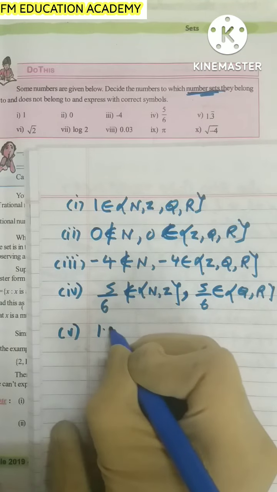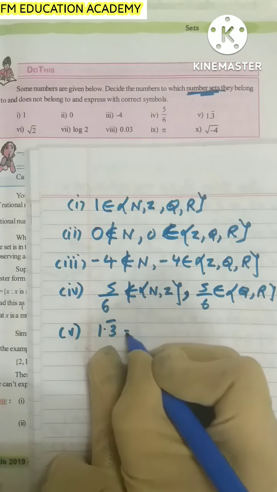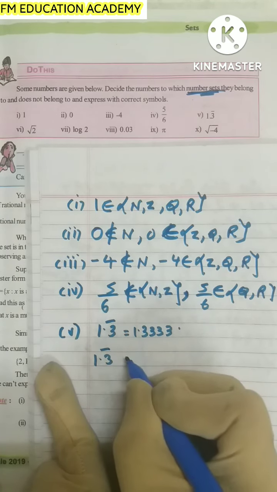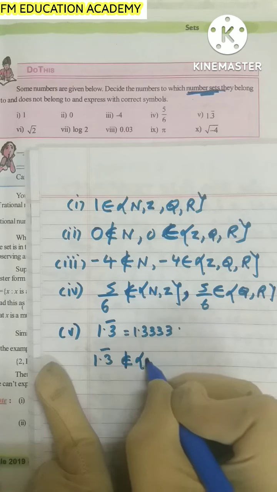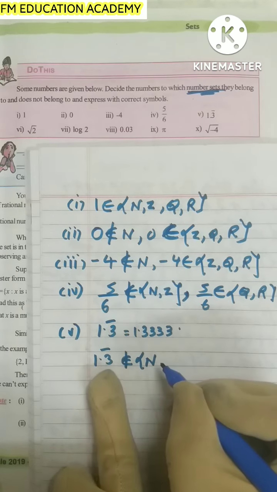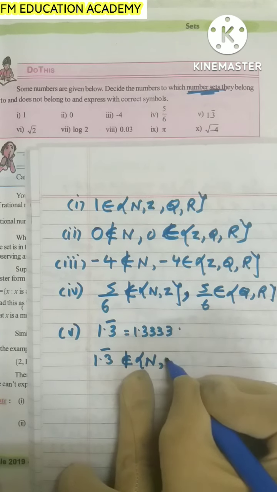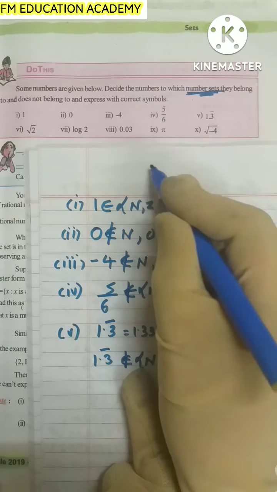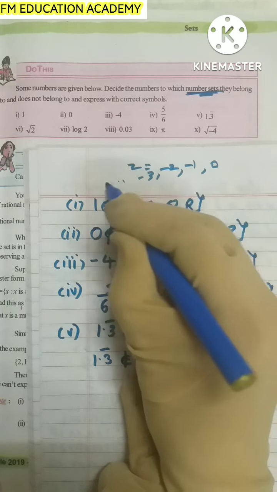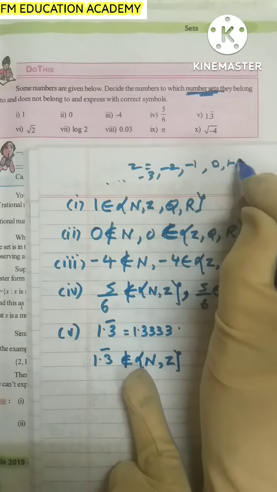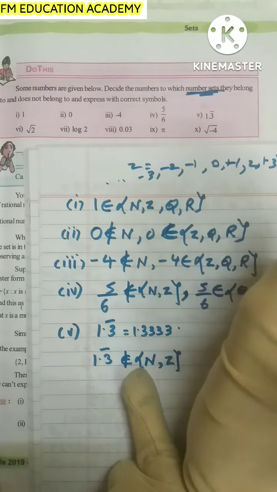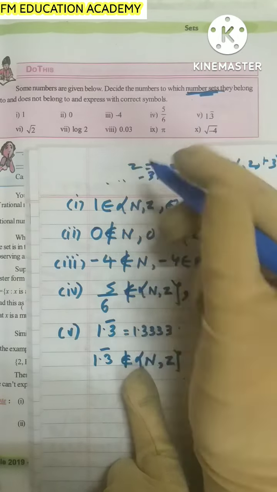Now the fifth bit is 1.3 bar. 1.3 bar means it can be written as 1.3333. It does not belong to natural numbers because natural numbers are only 1, 2, 3, 4, 5, 6, 7, but they do not have decimal numbers. So 1.3 bar does not belong to natural numbers, and also it does not belong to integers. See, I'll tell you what integers are. In integers you have 0, minus 1, minus 2, minus 3, and so on, and here you have plus 1, plus 2, plus 3 and so on. That is, all natural numbers which are positive, and also numbers which are negative, and 0. They will come under integers.